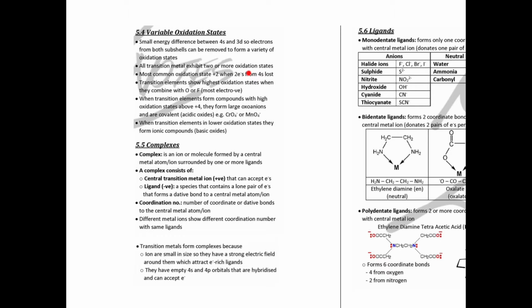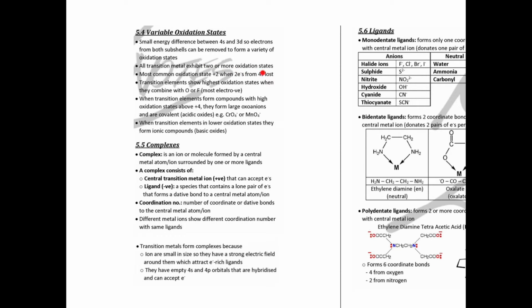All transition metals exhibit 2 or more oxidation states. That is one of the special properties of transition metals. They exhibit more than one oxidation state, which means 2 or more.